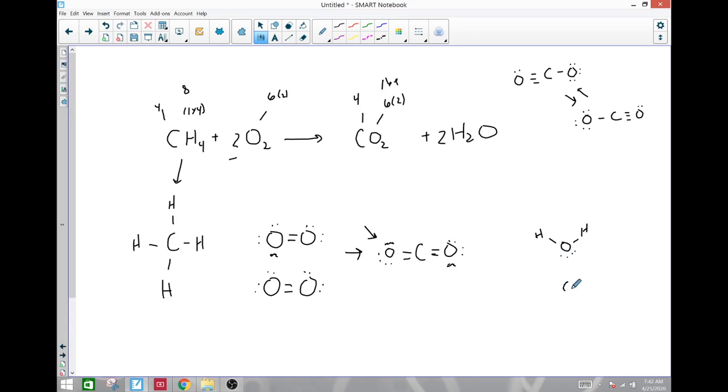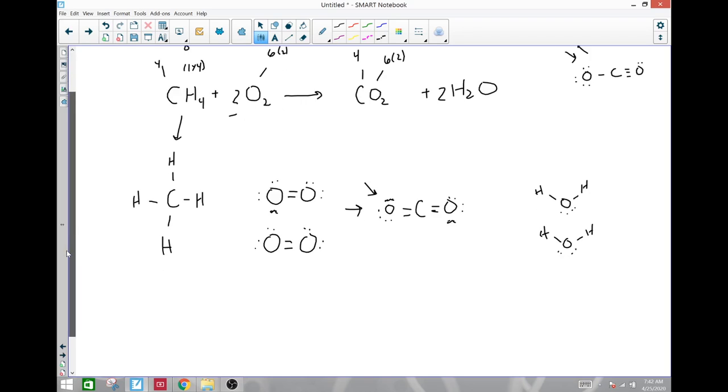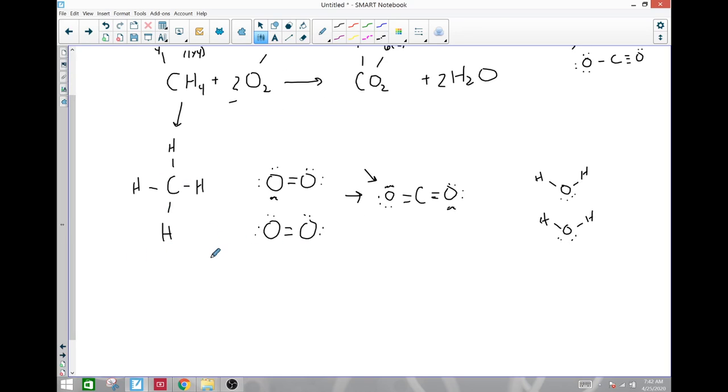And I have 2 of those. So you can see it's got a lot of stuff here that we typically haven't done for a while. I'm breaking these bonds, and I'm forming these bonds. So typically we'll have a point associated with just assigning what's being broken and what's being formed.